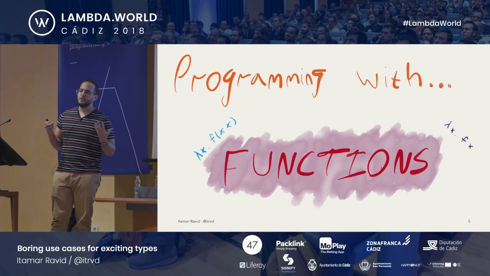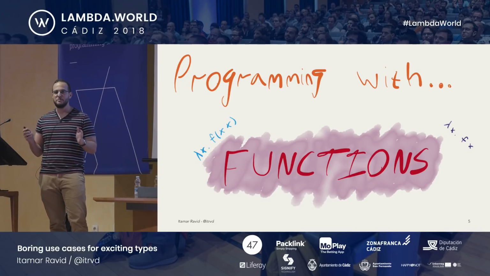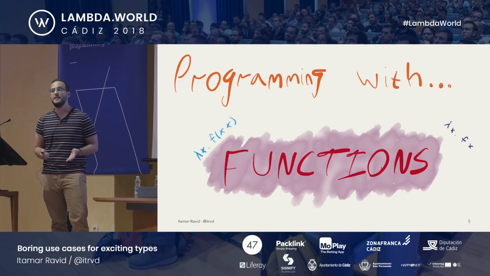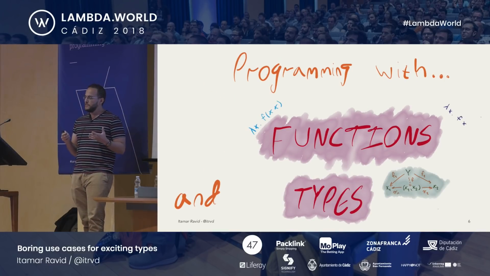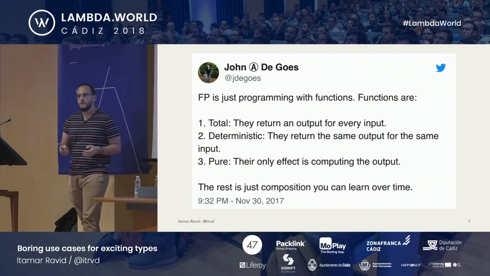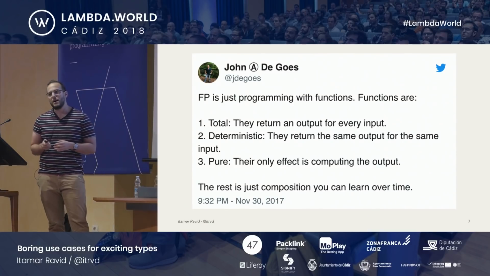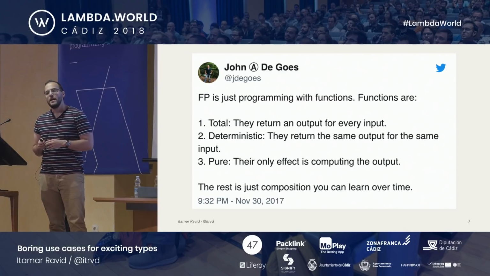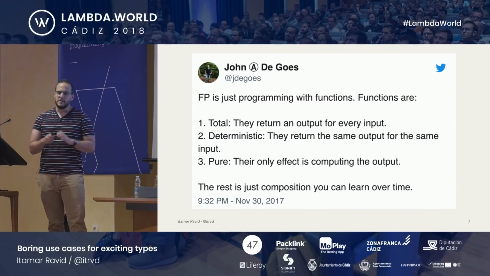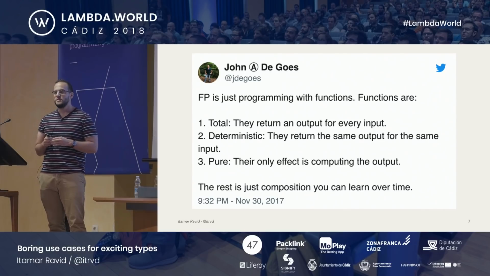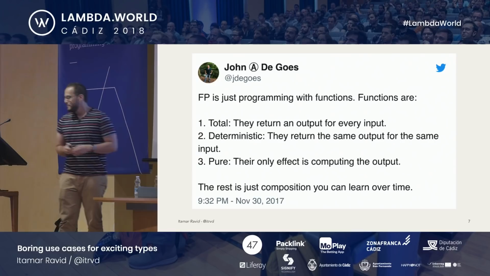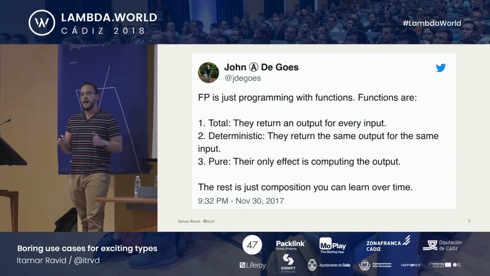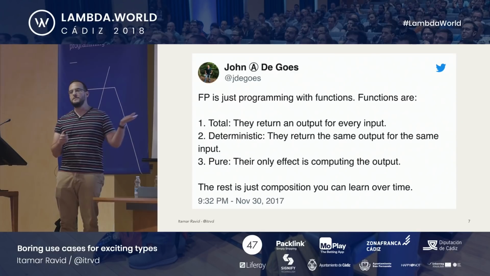because even though functional programming is just about programming with functions, nothing could be simpler than that, and types, of course. And these functions that we're programming with, they have 3 very useful properties: that they're total, deterministic, and pure. And as John says, everything else is just composition that you can learn over time, right? You can tell that to your teammates. Don't worry about these exotic type signatures that you're seeing. So the question here is, how exactly do we execute that last sentence?